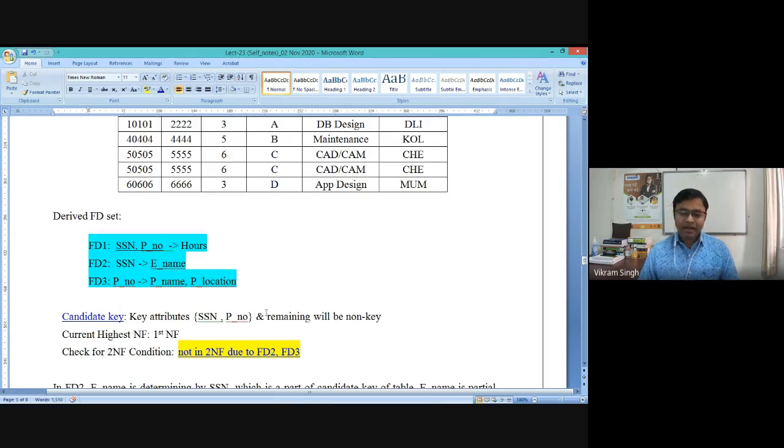So you can claim that I have checked the second normal form condition on this database table and its FDs and derived the candidate key. And due to FD2 and FD3, this database table is currently not in the second normal form, because in FD2 and FD3, these partial keys are being used to determine the non-key attribute. So there should be no partial determination between key and non-key attributes. That's what the typical meaning is.